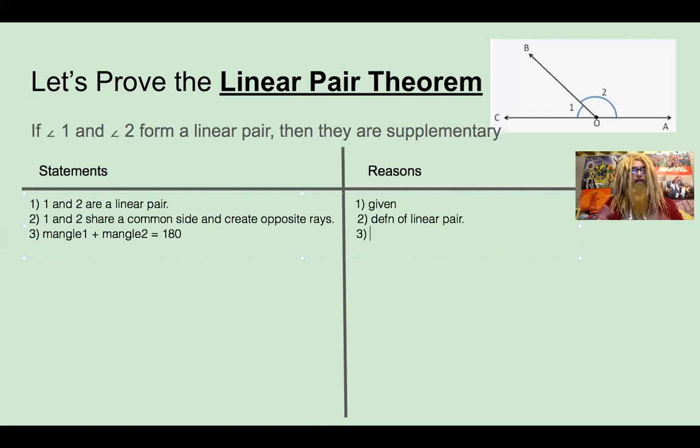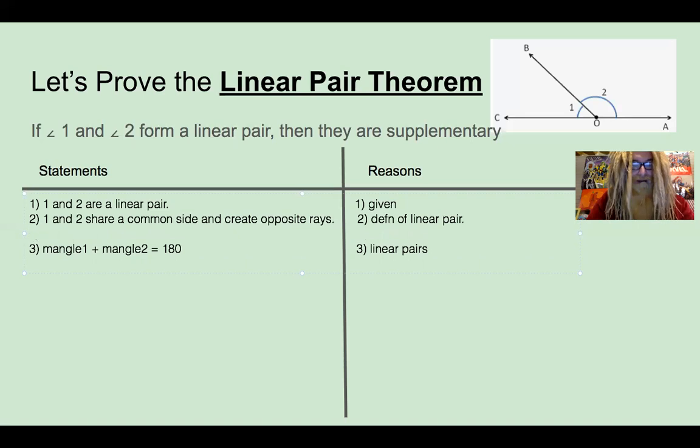3, in this case, you can say that linear pairs. Actually, hold on. I'm screwing up for a minute. Hold on. This is going to be 3. So you could say 1 and 2 form a straight line.